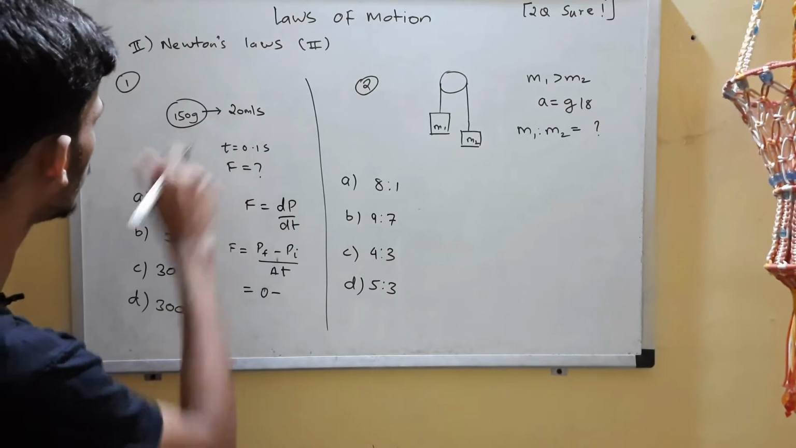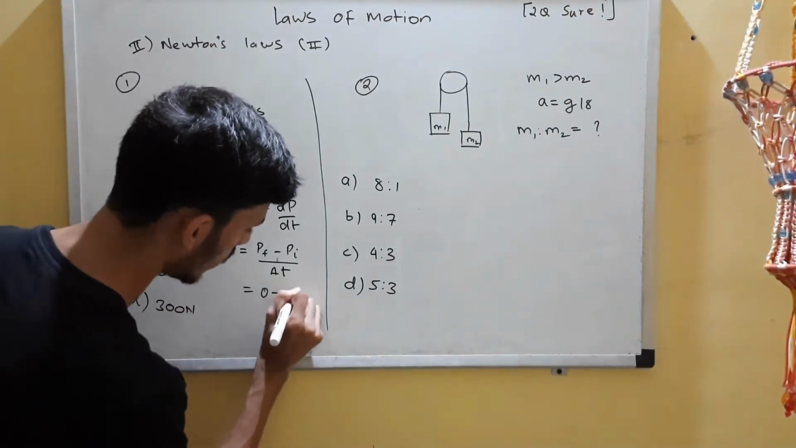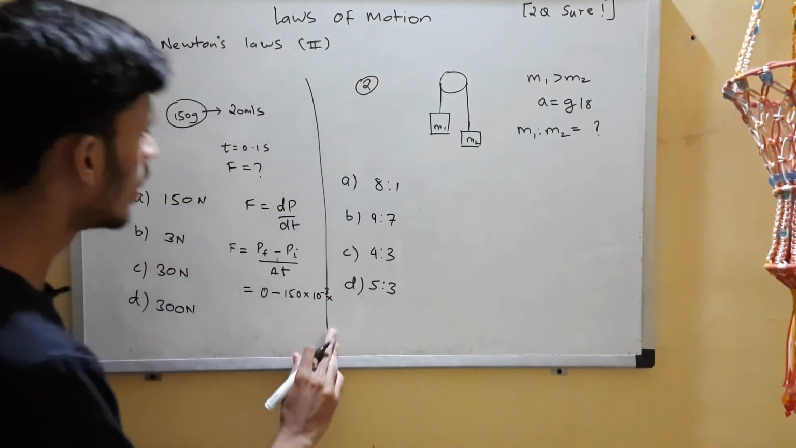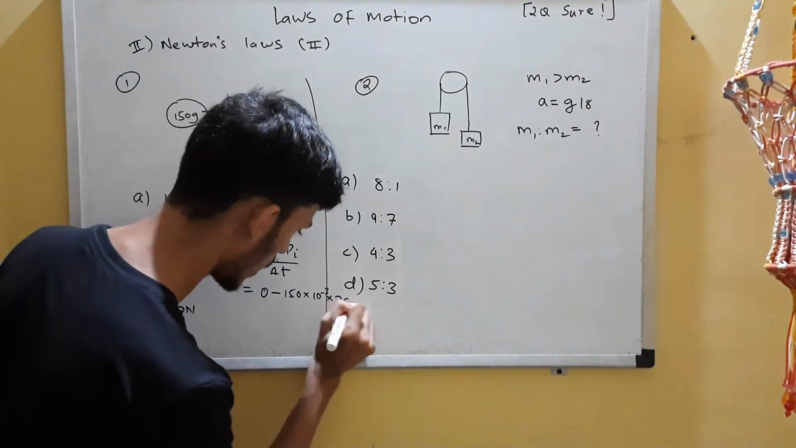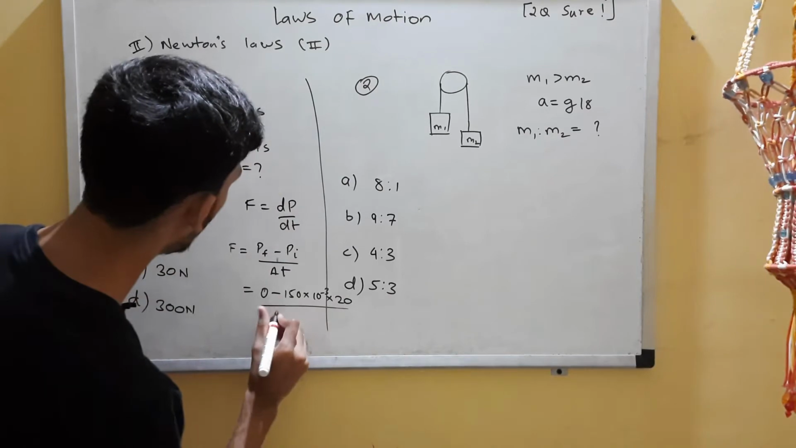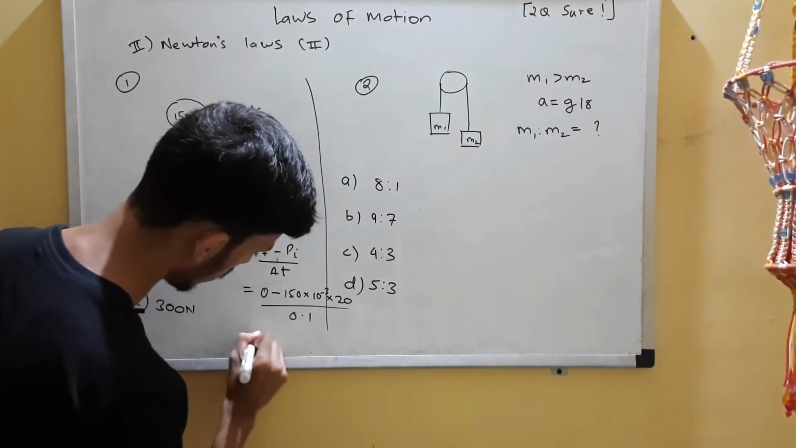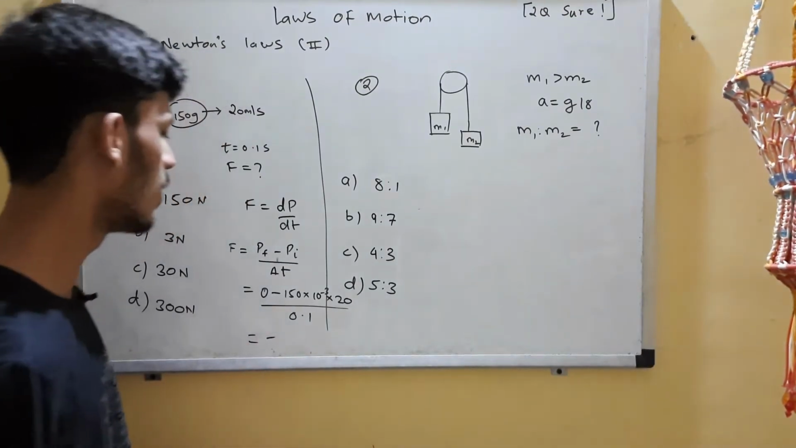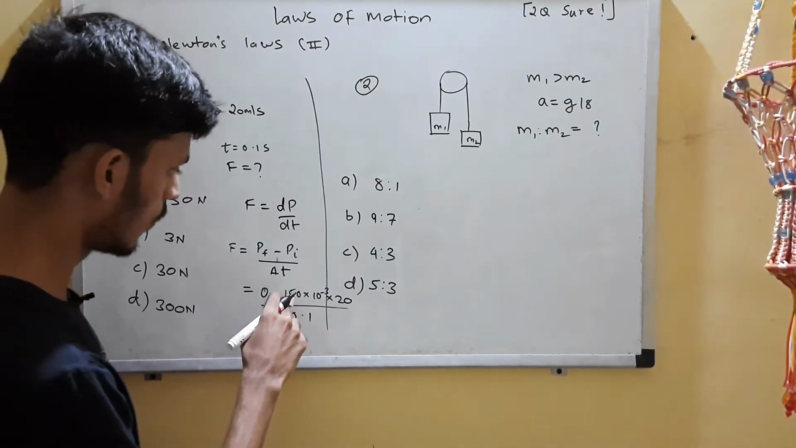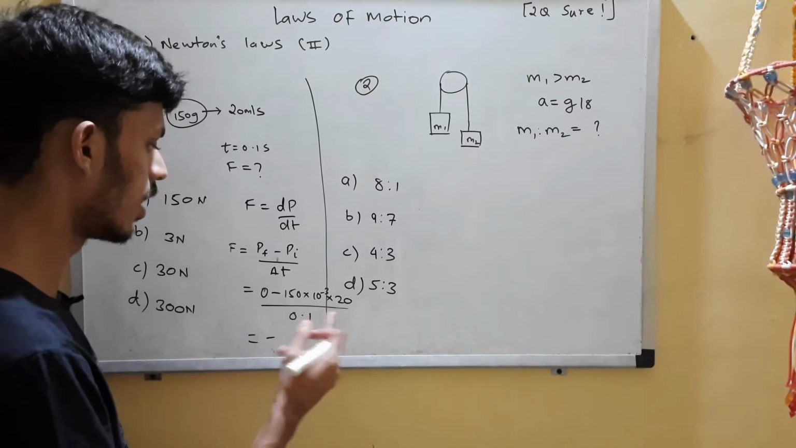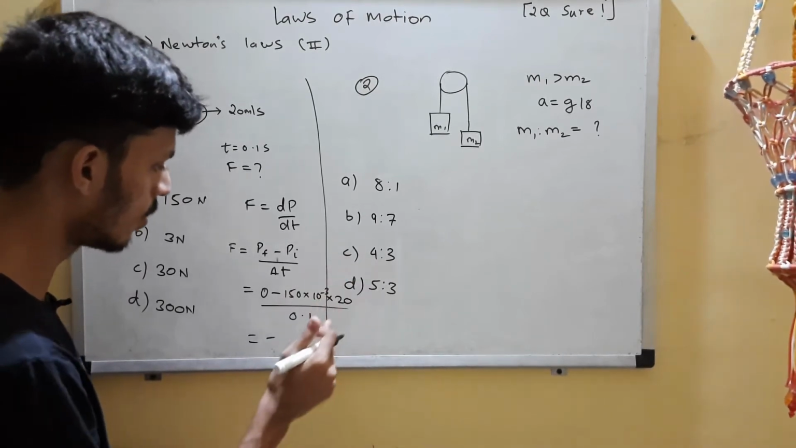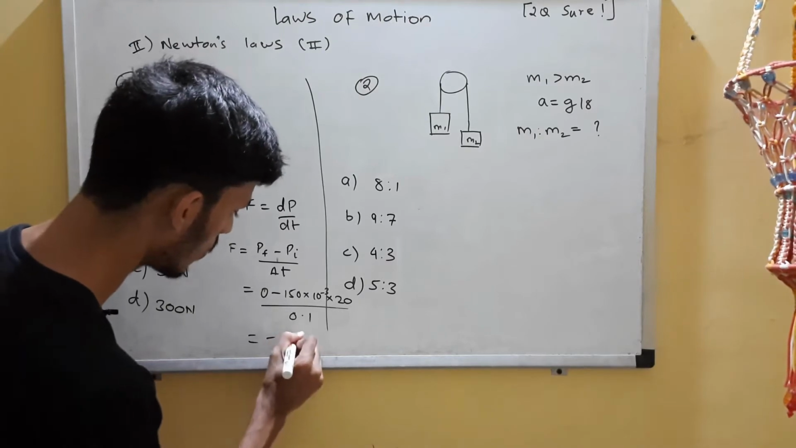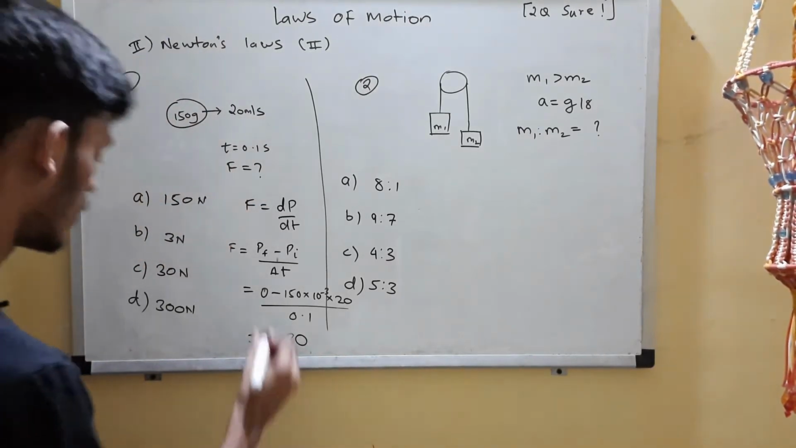Initial momentum is this into this. So 150 grams, convert that into kilograms, so into 10 to the power minus 3, into 20 meters per second, upon the time interval 0.1. Here you'll get the value as minus 15 2s are 30, so 3 zeros cancel with that, so 3 upon 0.1, so that will be 30. Just basic calculation.